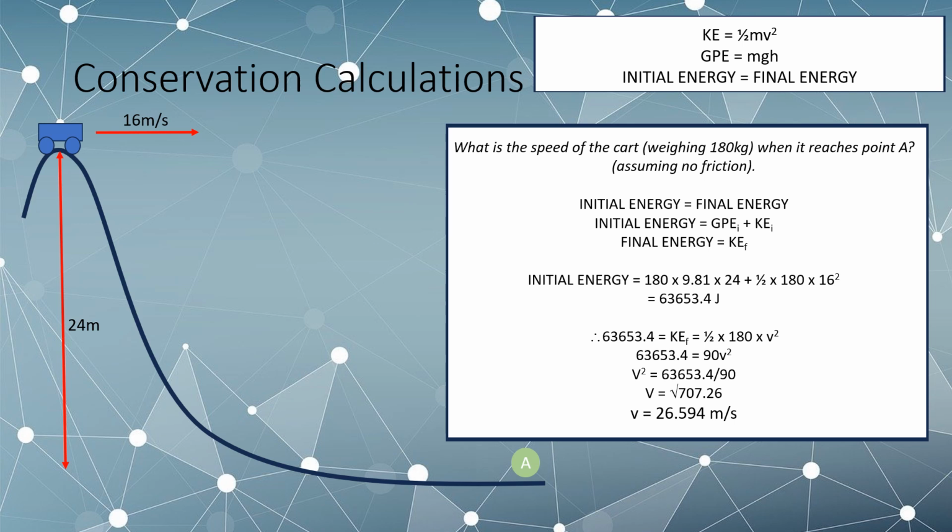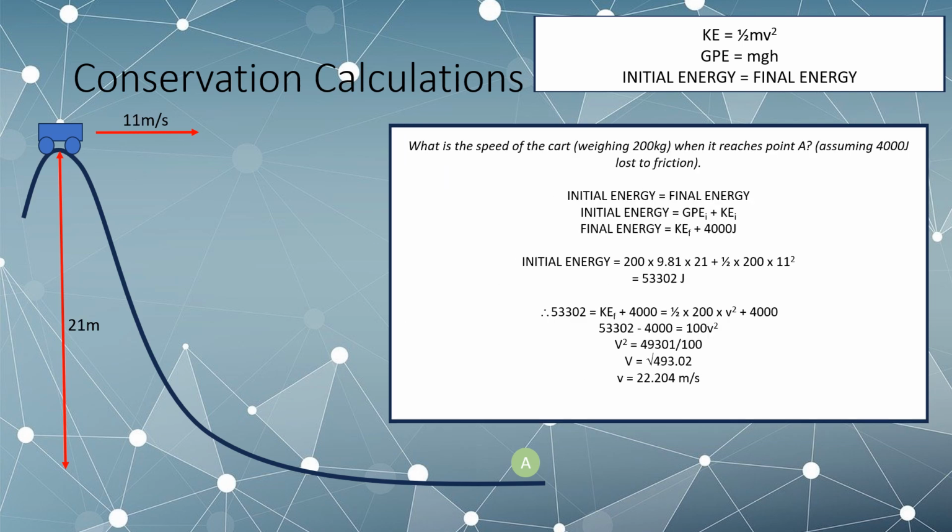Now to get the v by itself, the opposite of squaring is to take the square root. So we have v is equal to the square root of 707.26. So our final speed or final velocity is going to be 26.594 meters per second.